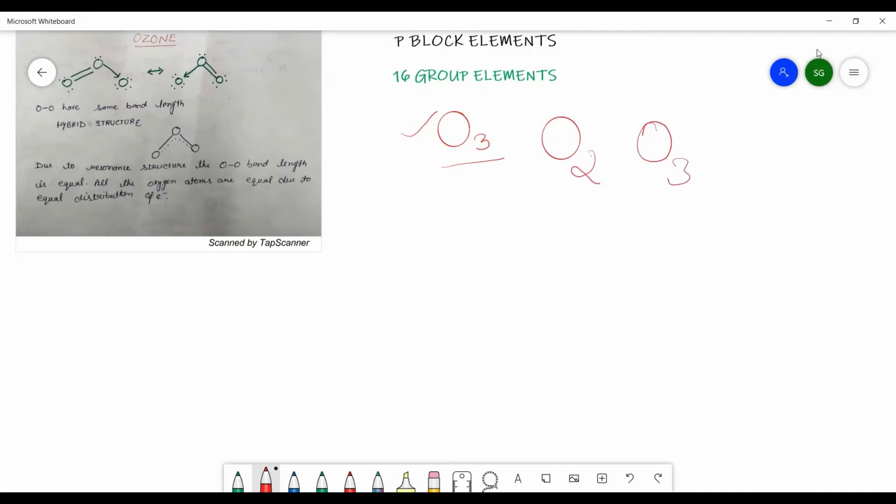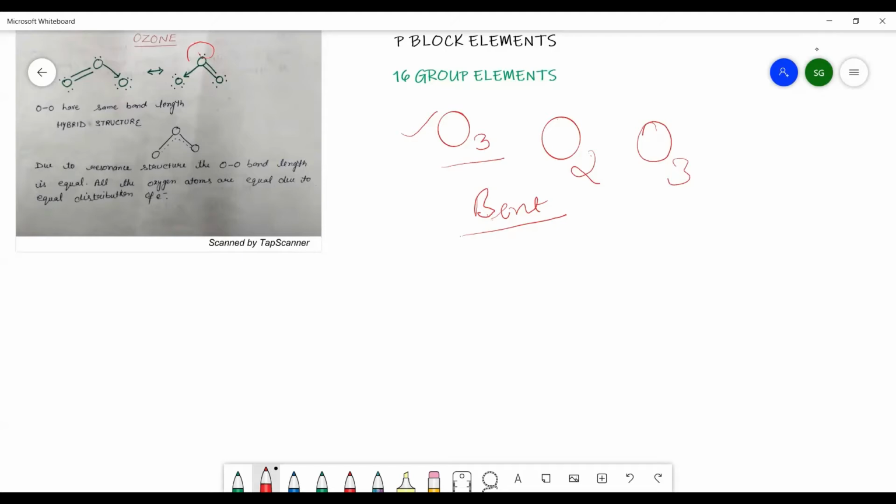Now, when you look at the structure of ozone, it has a bent structure. The bent structure is because of the presence of one lone pair of electrons on the middle oxygen atom. Because of that, lone pair-bond pair repulsion takes place and the structure will be bent rather than linear.